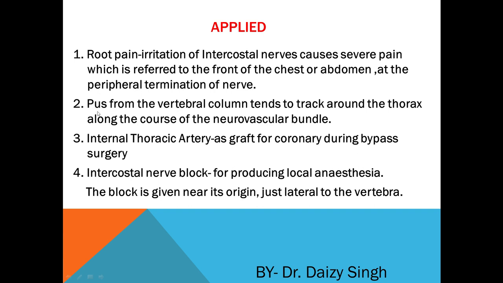Sometimes there is formation of pus due to many causes, like tuberculosis, one of the main causes. There is pus from the vertebral column. It tends to track around the thorax along the course of the neurovascular bundle. In conditions like coronary bypass surgery, the internal thoracic artery is used as a graft. Then for producing local anesthesia, an intercostal nerve block is given. This block is given near its origin, just lateral to the vertebra.